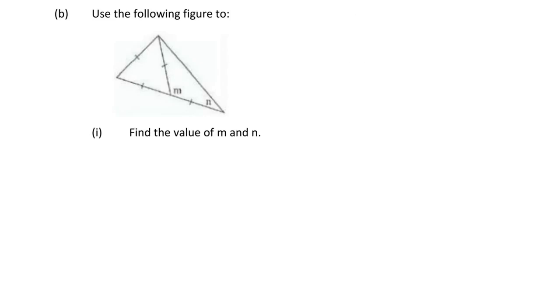Part B of the question, use the following figure. So we've been given the figure there for Roman 1 to find the value of m and n. Okay, so here we have equilateral and isosceles triangle. We can label equilateral triangle as 60, 60, and 60. Now we have 60 and m making straight angle. And we know that straight angle has 180 degrees. Then we can say that 60 plus m equals to 180 degrees.